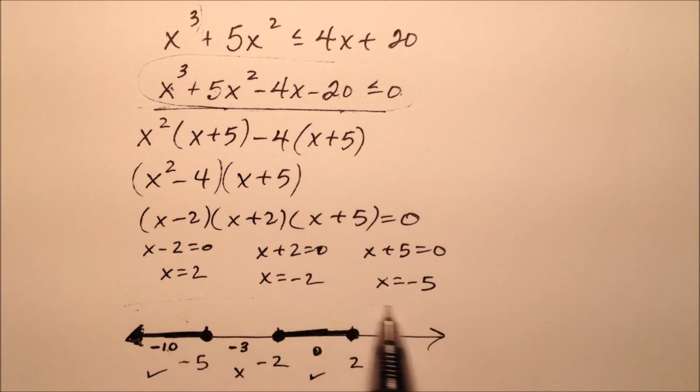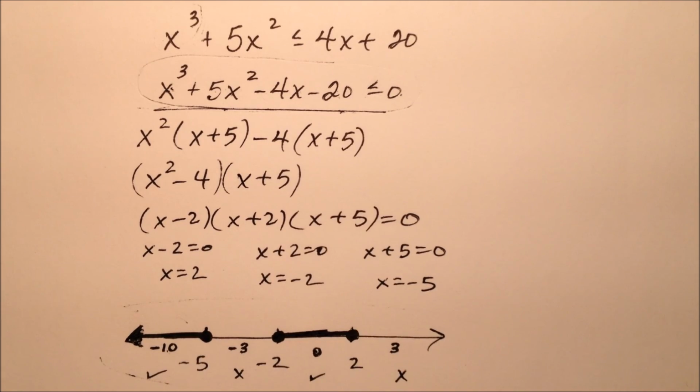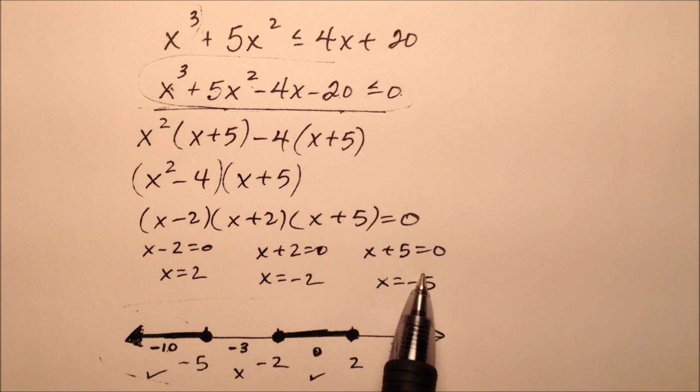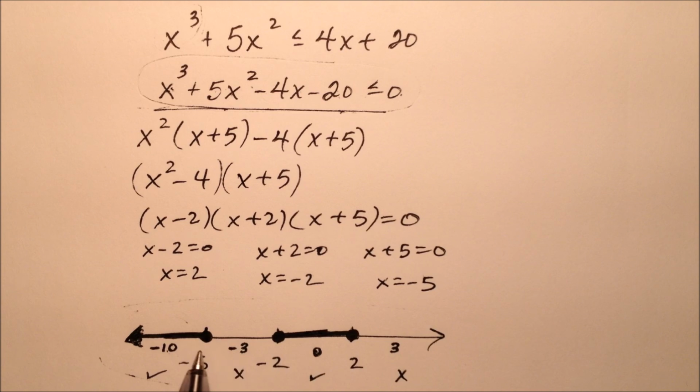So, given the original cubic inequality, we have factored it, we found the critical numbers, and we used test points to plug in to make sure what was true and what was not true. And here is the solution set graphed for our cubic inequality.